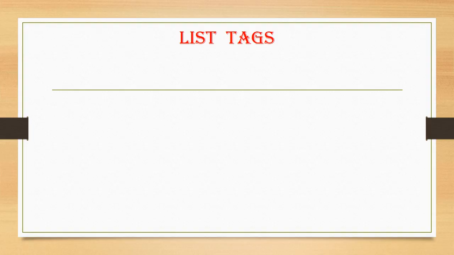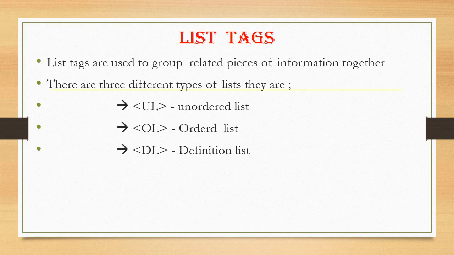We will discuss some of the list tags. So what are list tags? List tags are used to group related pieces of information together. And we have different types of lists: the unordered list, the ordered list and the definition list.